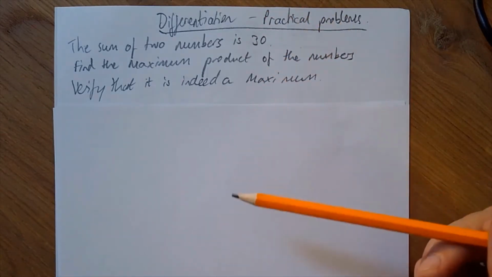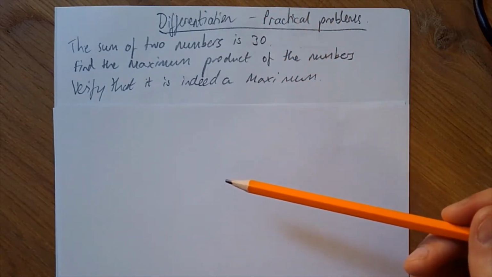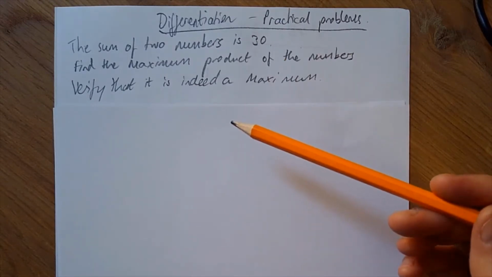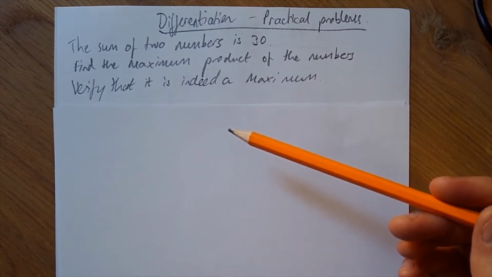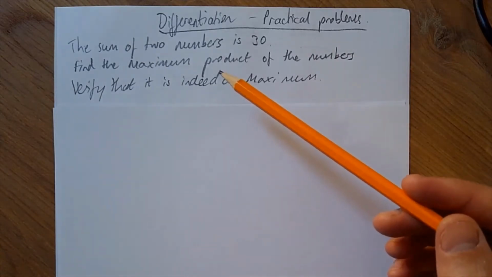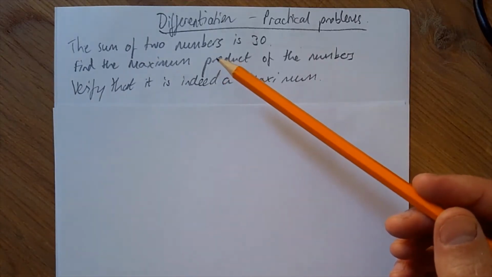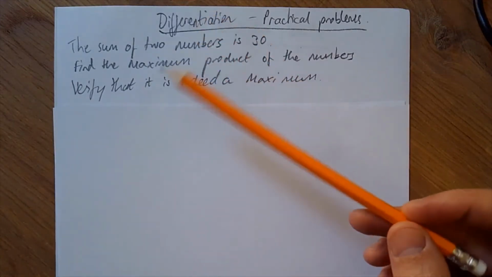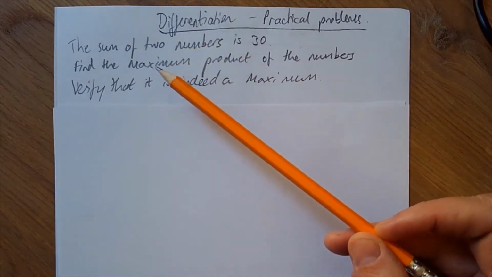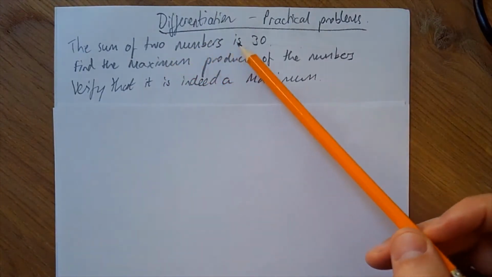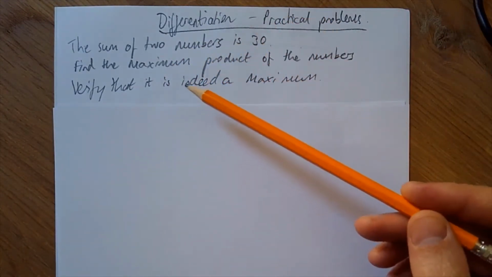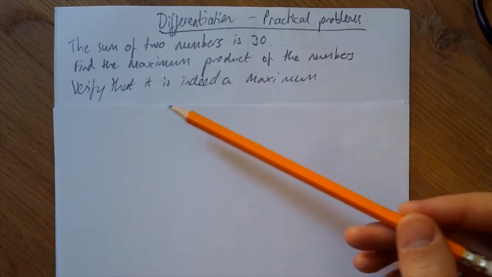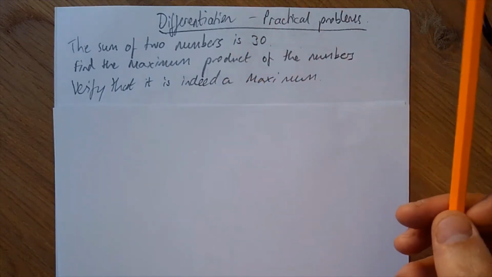There's a lot of writing your own expressions or formulae in these questions, and then using differentiation to find maximums and minimums. But you do have to be able to write your own formulae, which students can find quite hard. Anyway, let's get straight into it. The first one says the sum of two numbers is 30. Find the maximum product of the numbers and verify that it is indeed a maximum.